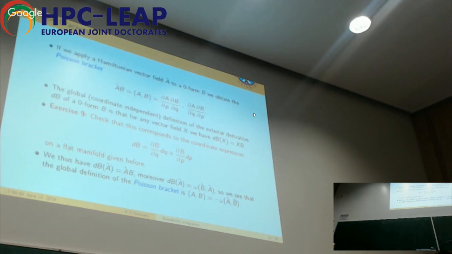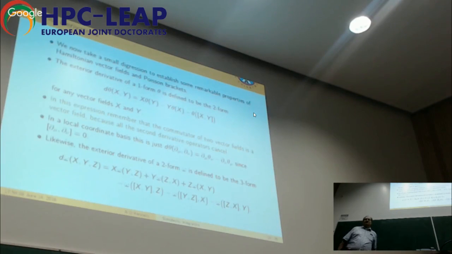Okay, so instead of defining the Poisson bracket in terms of partial derivatives, which is the form it has in the local coordinate system, of course, we can define it abstractly just in terms of the fundamental 2 form and Hamiltonian vector field, which are always well-defined global objects. So the Poisson bracket itself, which takes 2 functions, 2 zero forms, and gives you a zero form, is a well-defined global object.